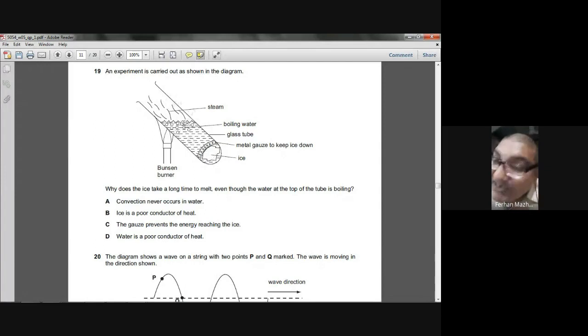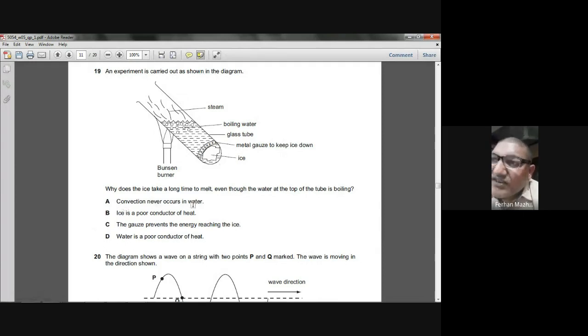By conduction, it can come here, but the problem is the medium is water, which is a liquid, and water is a poor conductor of heat. So that's why through conduction, the heat has not reached here.